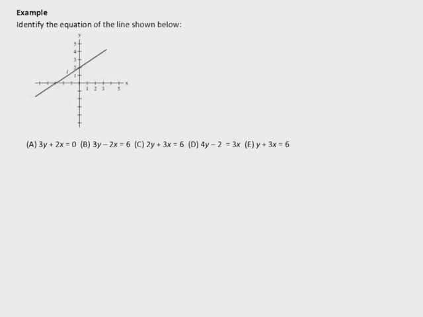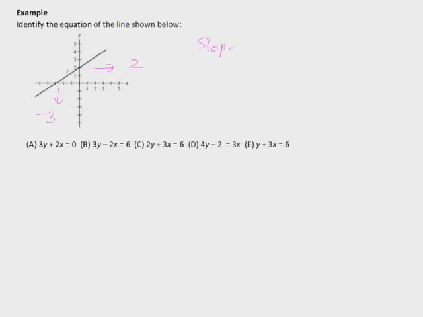Identify the equation of the line shown below. So they've given us a graph of the line. Let's first quickly figure out the intercepts, because those are always useful. So the y-intercept is 2 and the x-intercept is minus 3. Now, since they want the equation and I already have the y-intercept, all I need is the slope, and I have these 2 points to get the slope.